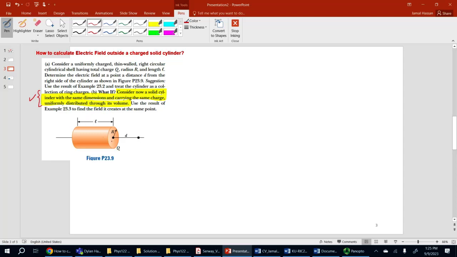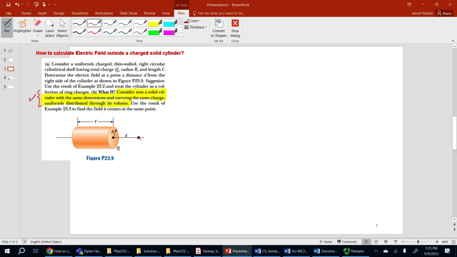So simply, we have a solid cylinder charged with a total charge of Q. The cylinder has a radius R and length L, and we want to find the electric field at this point here, which has a distance D from the left side or the right side of the cylinder. So let's see how we proceed. We are simply doing part B here.